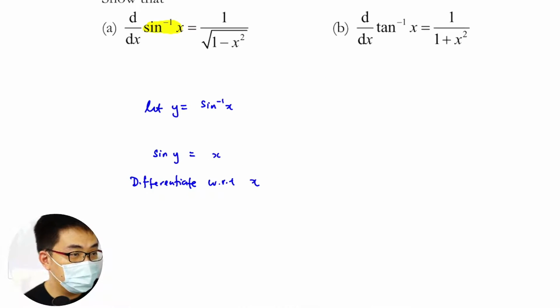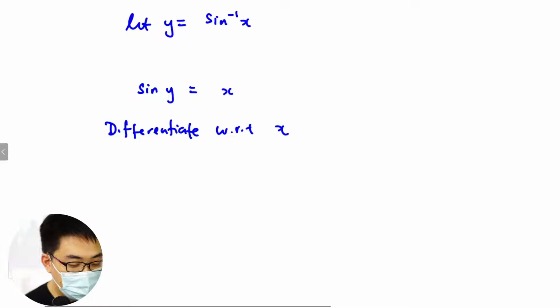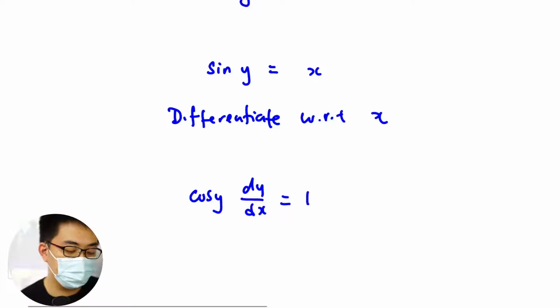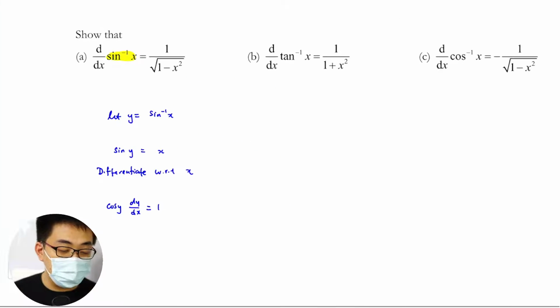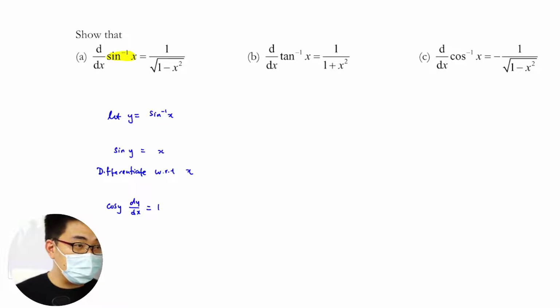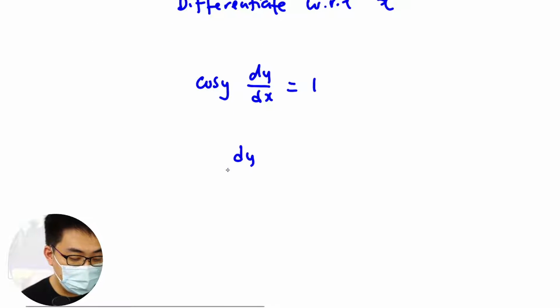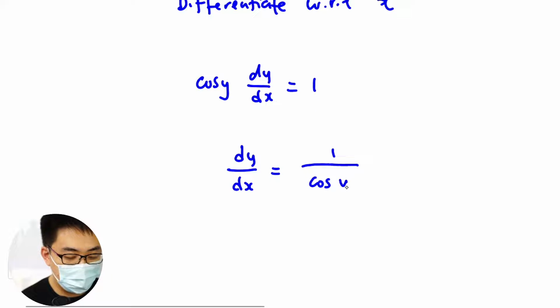So you just use implicit differentiation here. Sine y, in this case, will be cosine y dy/dx equals 1. Alright? So this is what you do. You essentially use implicit differentiation. If you're told to show this, use implicit differentiation. Then after that, dy/dx is equal to 1 over cosine y.